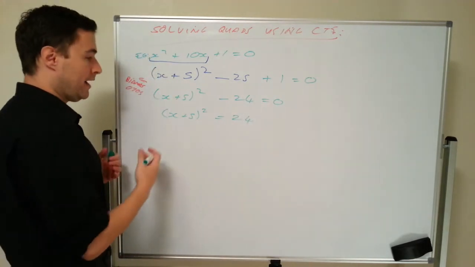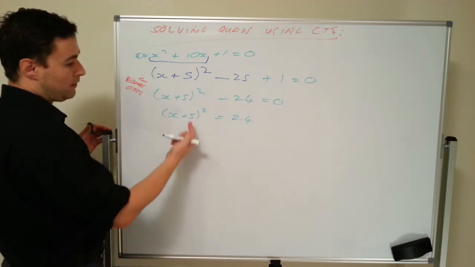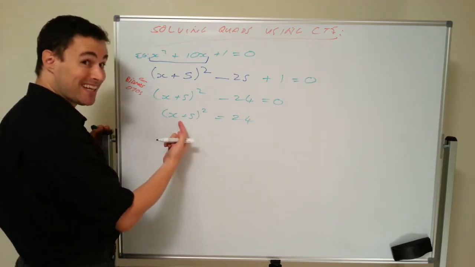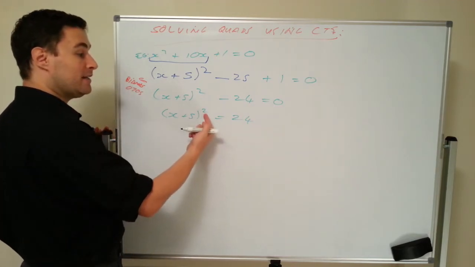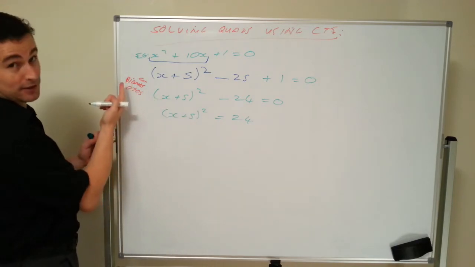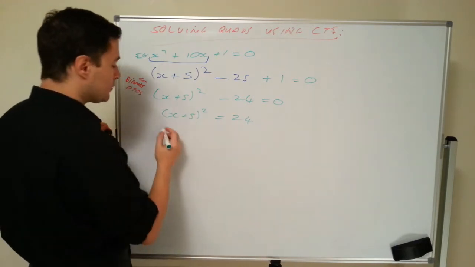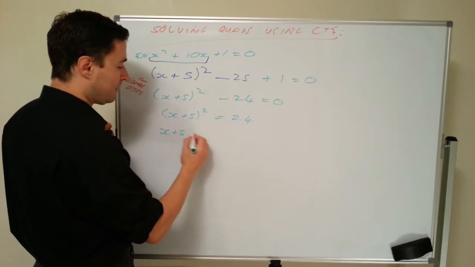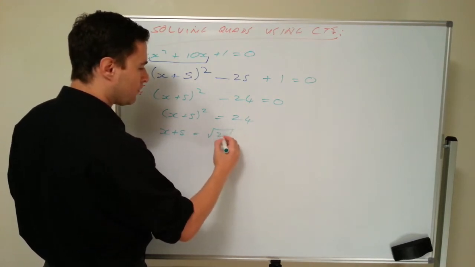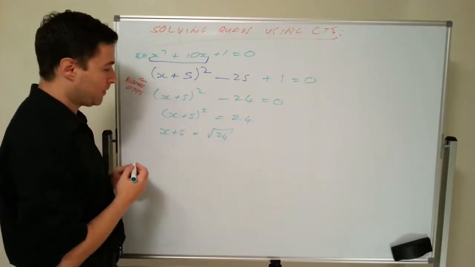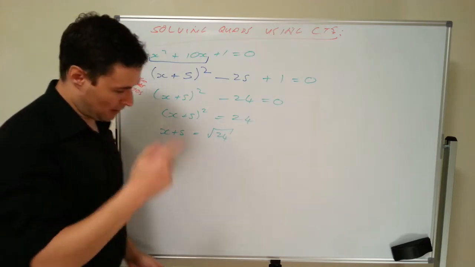Alrighty? Now, BIDMAS backwards, I can't get rid of the plus 5 because it's inside the brackets. So I'm going to get rid of the indice, the I in BIDMAS before the brackets. So I'm going to go x plus 5 equals the square root of 24. Okay, you with me?